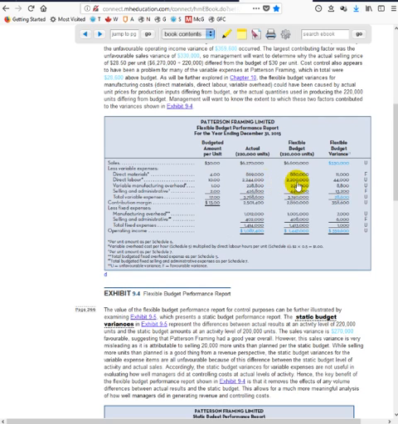So if we have 869 versus 880 for direct materials, that's a favorable variance. The direct labor variance, the actual cost is higher than the flexible budget, so that's unfavorable. So let's see if we can go back to where we came from.